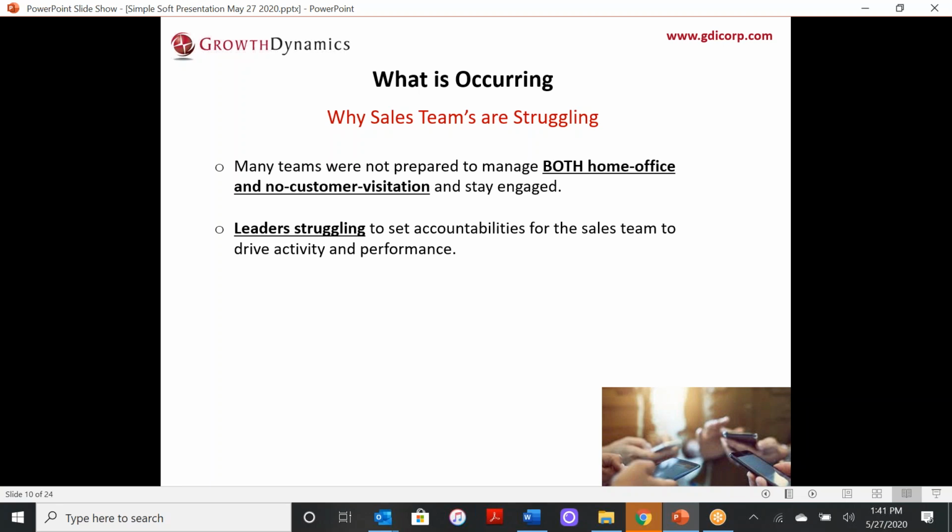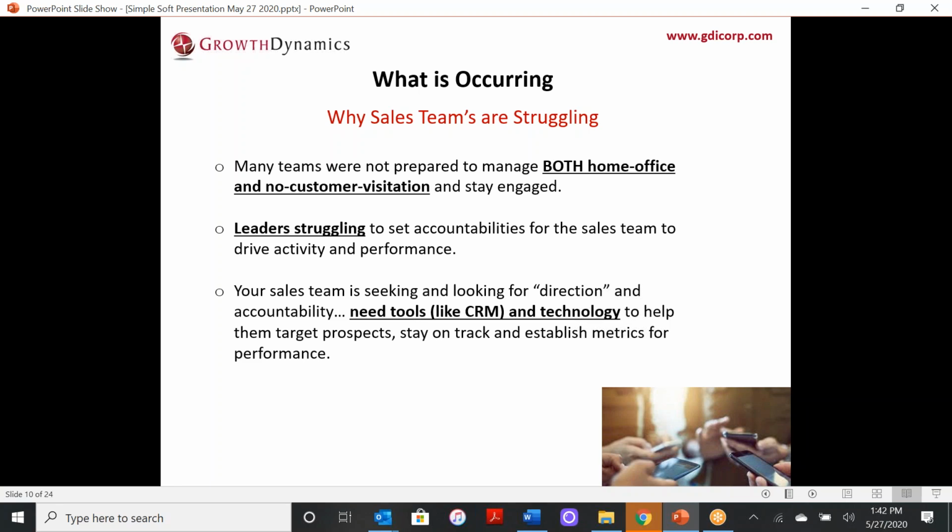A lot of that has to do with having the right data and information to be able to track customers' performance, as well as set accountabilities for your sales team. So we see this as a big issue with today's sales leadership: trying to figure out what their role and responsibilities are. They're looking for direction and accountability, but they need tools like CRM and other technology to help them target prospects, stay on track, and establish metrics for performance.